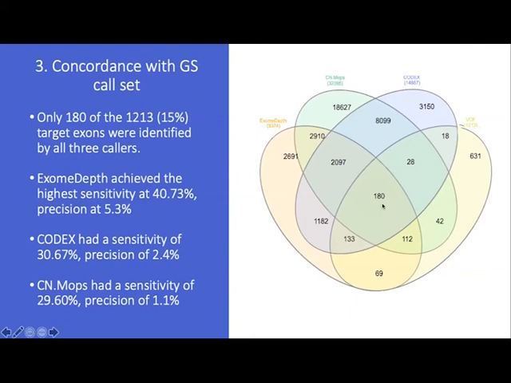ExomeDepth achieved the highest sensitivity, with a sensitivity of 40.73%, a precision of 5.3%, and almost 9,000 false positives. Codex had a sensitivity of about 31%, a precision of 2.4%, and about 14,000 false positives. And CNMOPS had a sensitivity of about 30%, a lower precision of 1.1%, and 31,000 false positives.